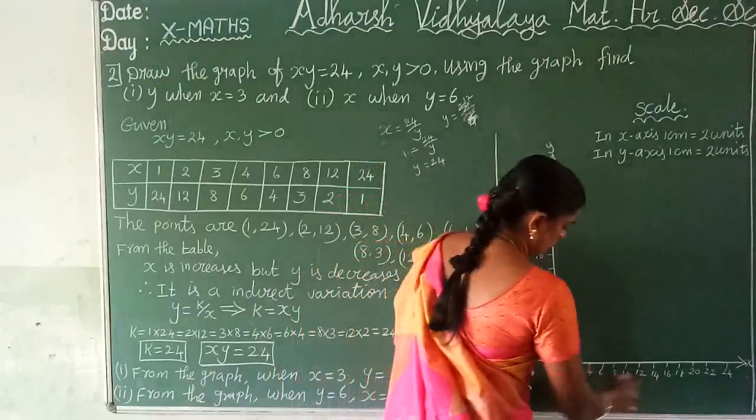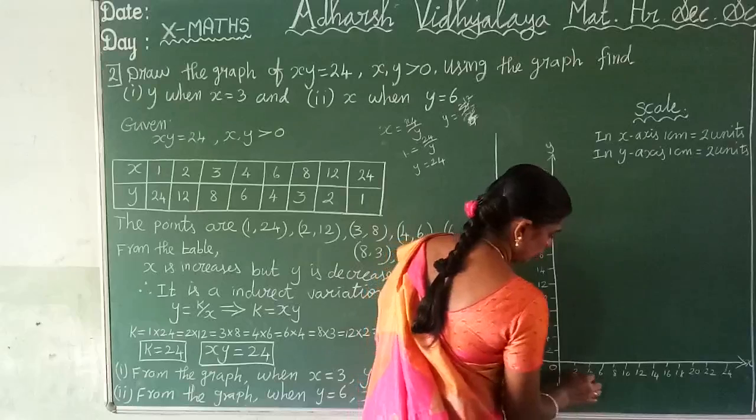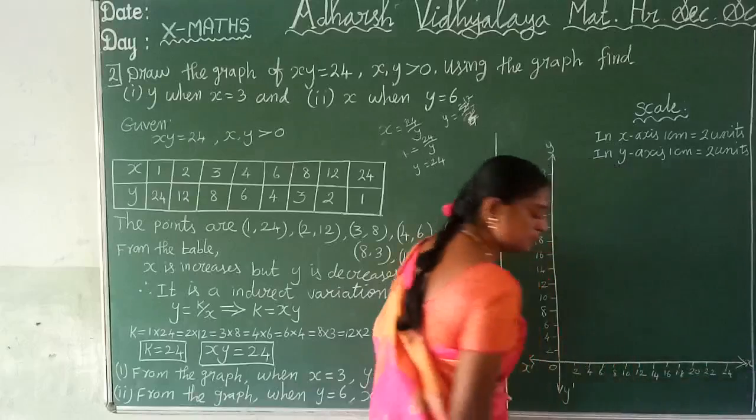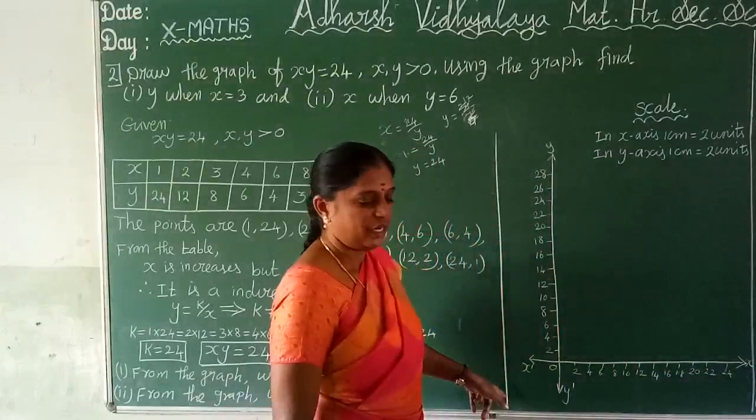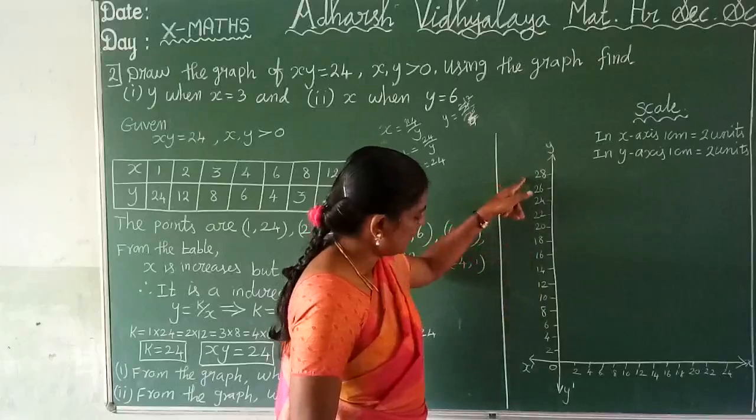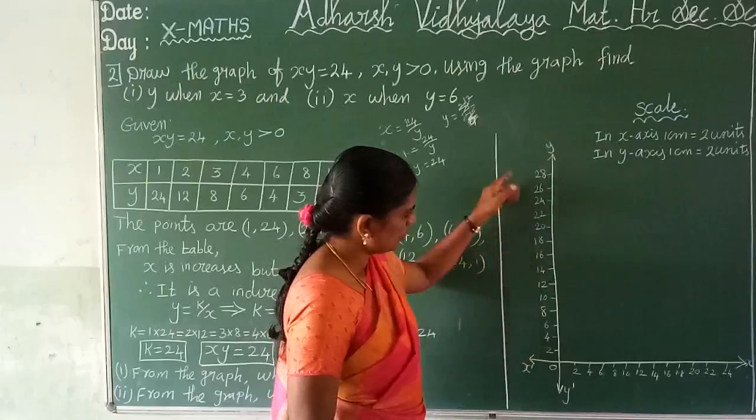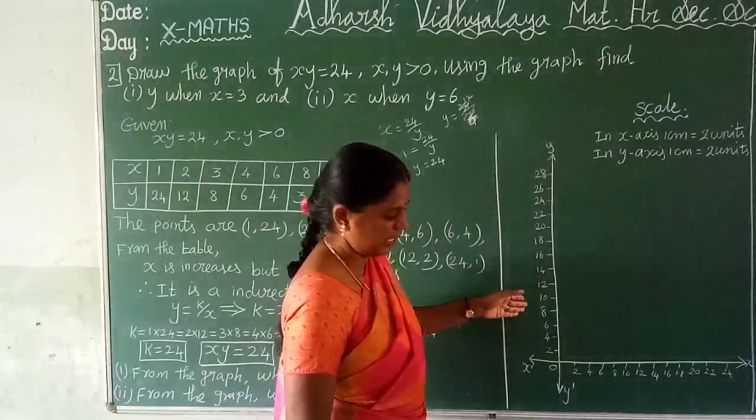So we take it. 0, 2, 4, 6, 8, 10, 12, 14, 16, 18, 20, 22. Up to which one you need, you write it. And now I select y axis also 2 units. In your graph, it is possible you select 1 unit.